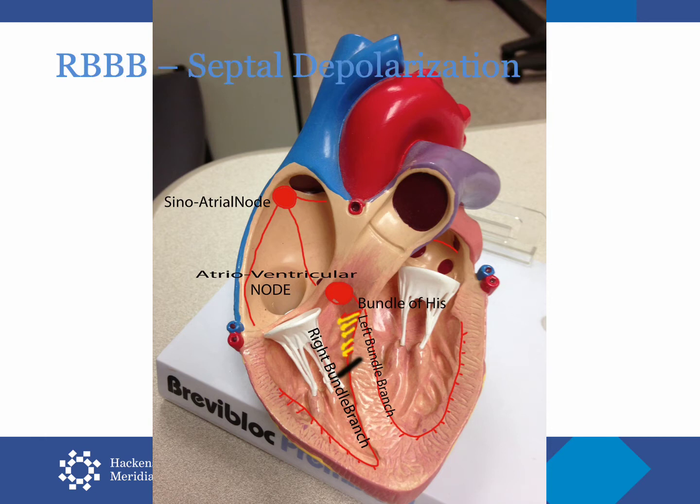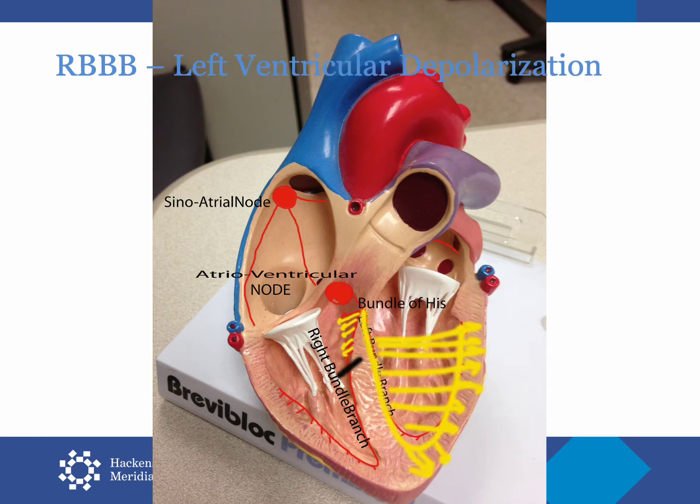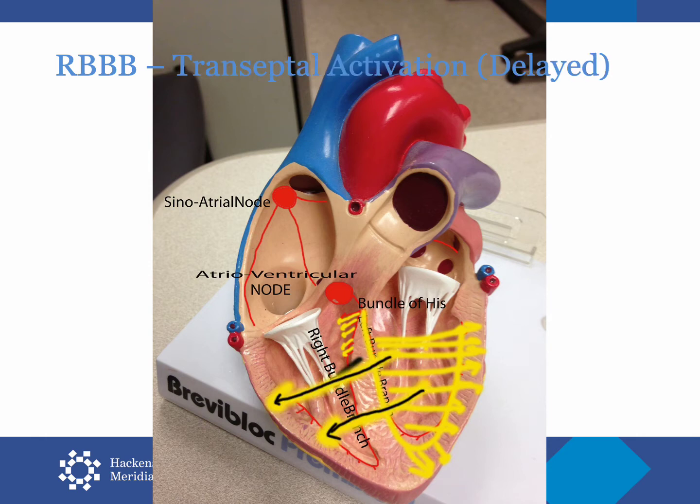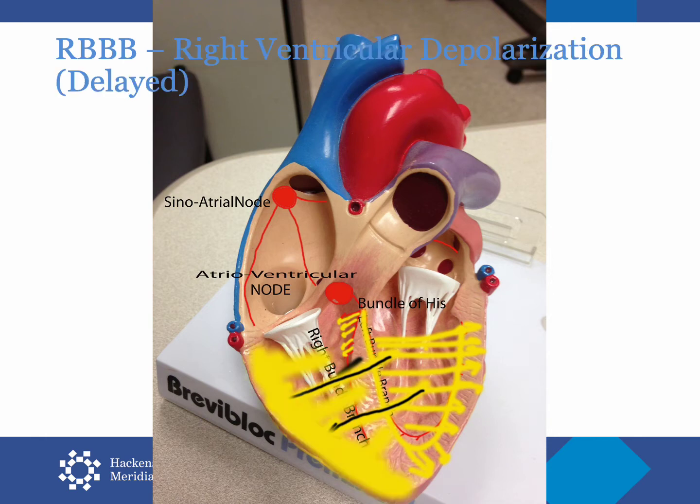There can often be a small initial charge across the septum, but with the right bundle branch blocked, the depolarization then proceeds first down the left bundle. This is shown in this current schematic. Left bundle depolarization then leads to left ventricular activation, while the right side is still delayed. Only after the left side is activated will the right side activate in a delayed fashion. This delayed right ventricular activation is shown schematically here.